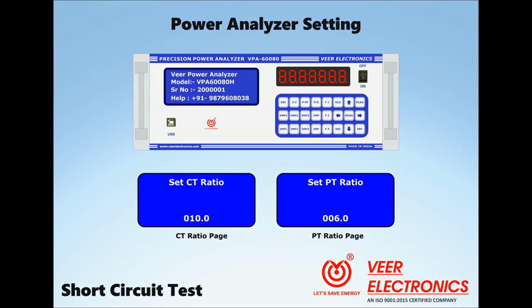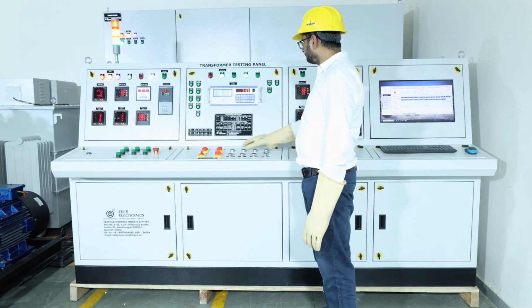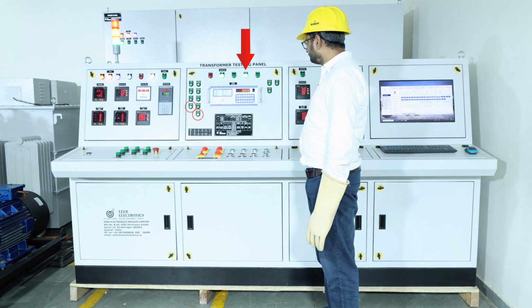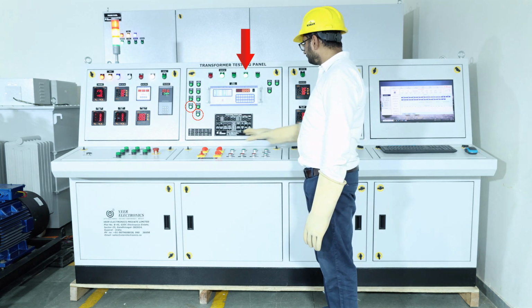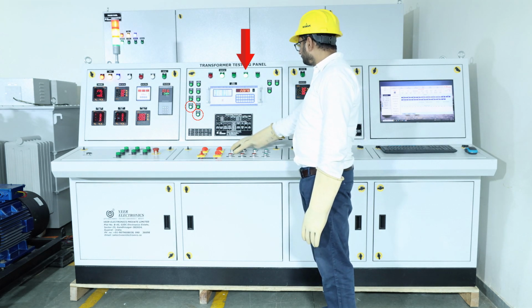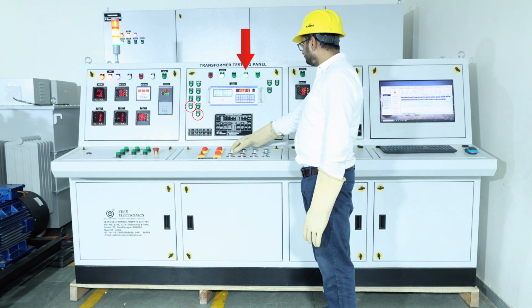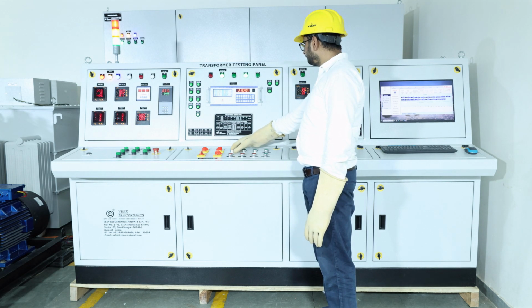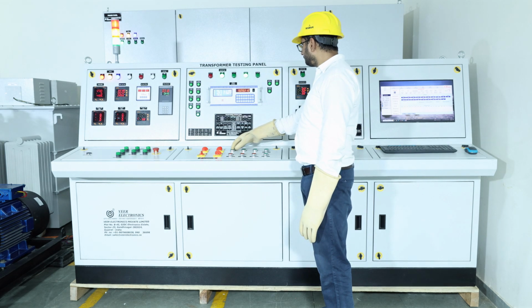Also, set CT ratio 10 and PT ratio 6 in power analyzer. Now, push test start push button and IT to lamp, LTCT 50 ampere by 5 ampere and LTPT 0.660 kV by 110 volts. Indication lamp turns on. Now, apply 3.31 ampere rated current through dimmer push button.